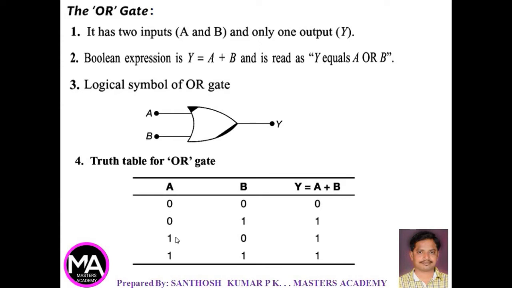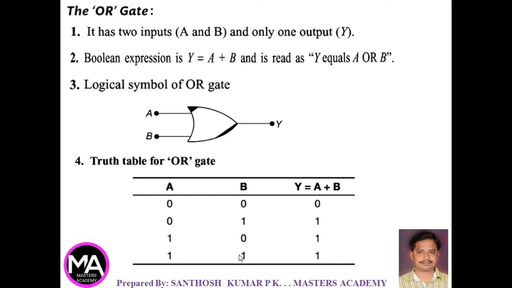Two inputs, 0 and 1, so four combinations: 0 0, 0 1, 1 0, 1 1. It is A or B, that is, the output will be maximum when any one of the inputs is maximum. It is indicated as A or B, any one. Both inputs 0, output is also 0. A 0, B 1, Y is 1. A 1, B 0, Y is 1. A 1, B 1, Y is again 1.